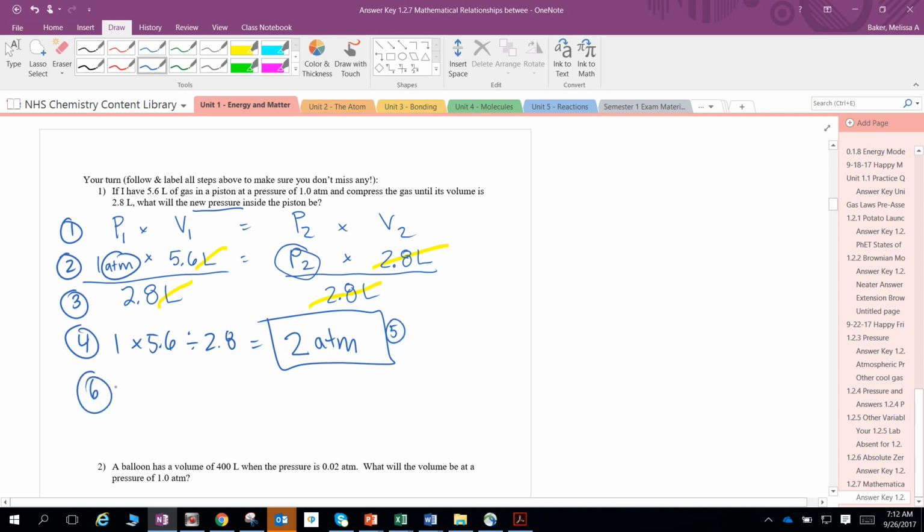Step 6 is think about it. Does it make sense? Yes, this makes sense. As the volume went from 5.6 down to 2.8, the pressure went up from 1 atm to 2 atm. And this is because now the particles have less space to move around, so they're going to be colliding more frequently, creating more force.